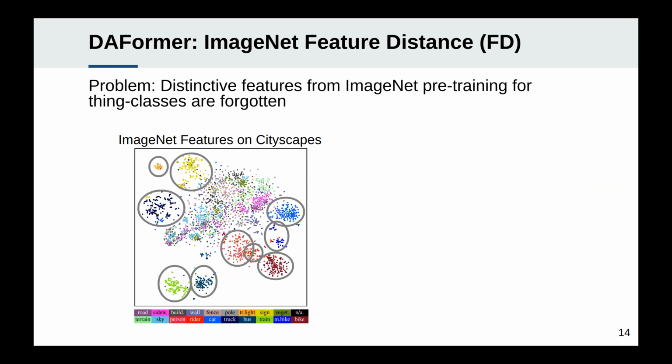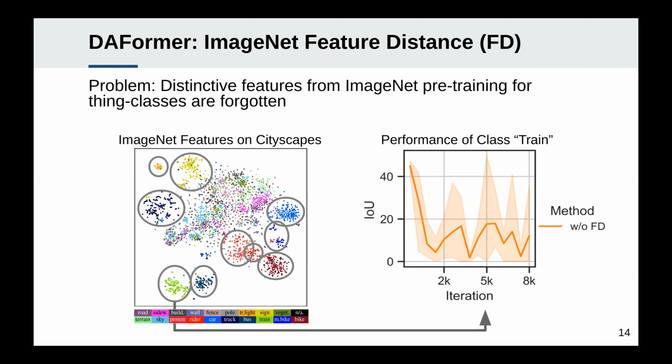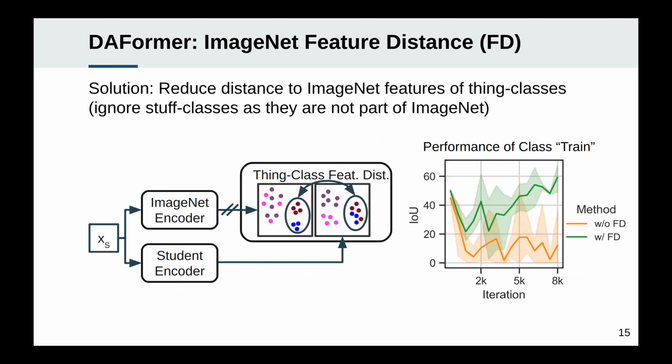However, when we do domain adaptation, we have to fine-tune the network. And for the fine-tuning, we use the source domain, which has another distribution. And the problem here is an overfitting problem. So we have quite a good performance of train in the beginning, but then it drops over the course of the training. In order to compensate for that, we add a thing-class ImageNet feature distance, where we regularize the training for certain classes so that the ImageNet features are preserved in our domain adaptation strategy. And that heavily improves the performance of train.